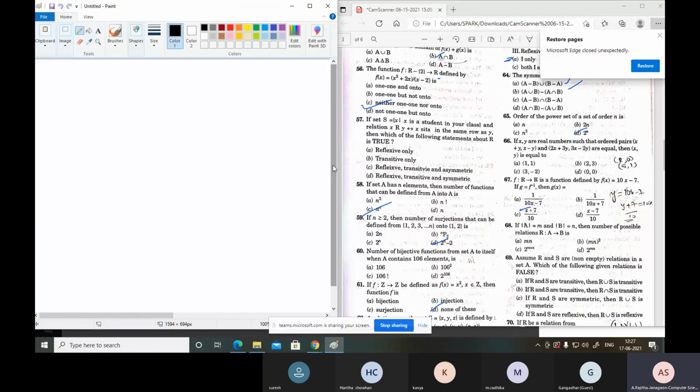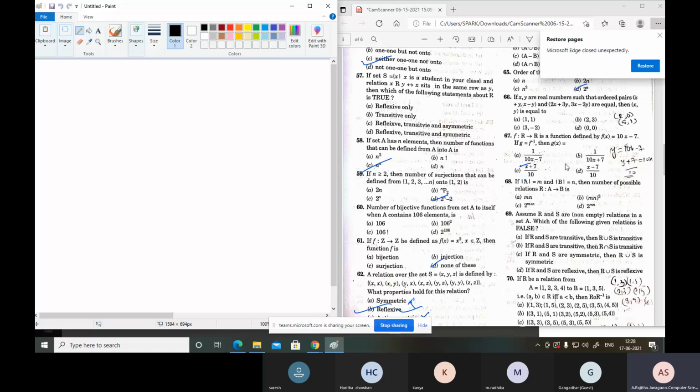So I think yesterday we discussed how to find the inverse function, and if A has m elements and B has n elements, then how many possible relations are there? The number of possible relations is 2 to the power of mn. So yesterday we discussed up to here.